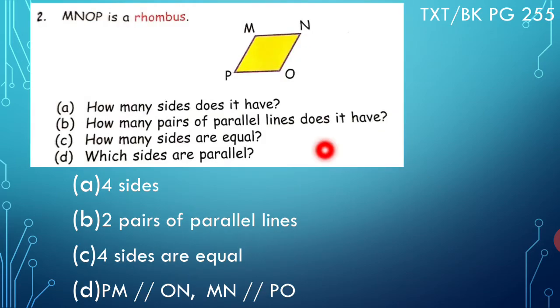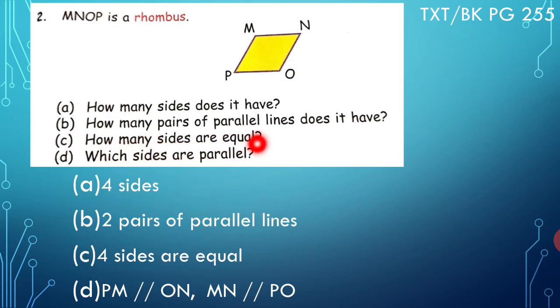Here is textbook page 255, students. Question number 2, MNOP is a rhombus. You can see all the sides are equal, so we will consider this figure to be a rhombus. How many sides does it have? Again, 4 sides. How many pairs of parallel lines does it have? Two pairs. MP and NO is one pair, and MN and PO is another pair. So two pairs of parallel lines are there.